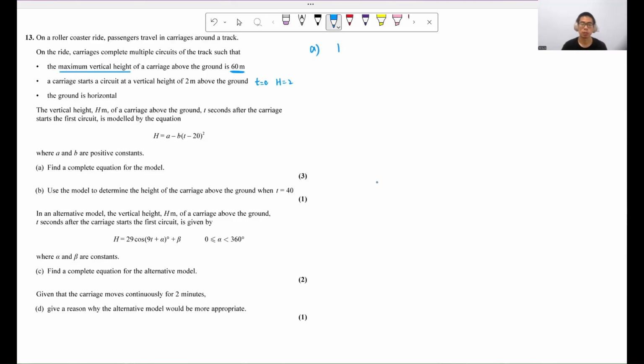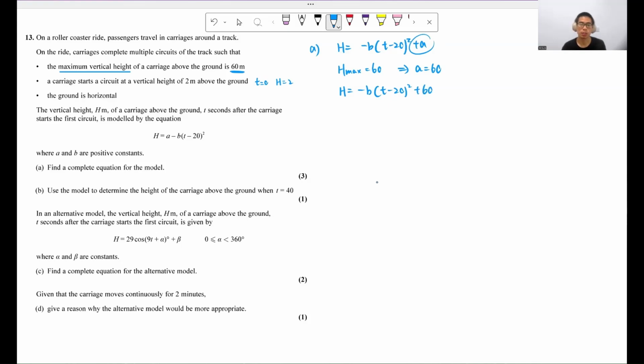So h is equal to minus b times (t minus 20) squared plus a. Because we know the maximum vertical height of the carriage above the ground is 60 meters, h max is equal to 60, which means a is equal to 60. Clearly this is a completing the square form, so what's outside the brackets has to be the maximum h value. So h equals negative b times (t minus 20) squared plus 60.